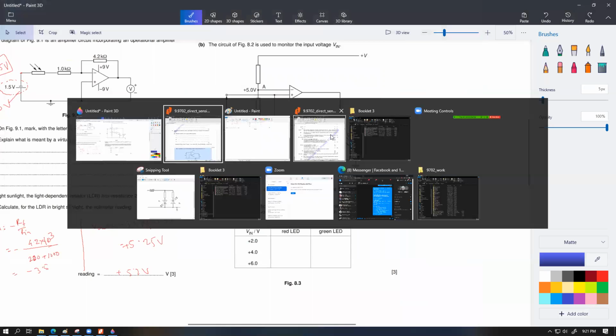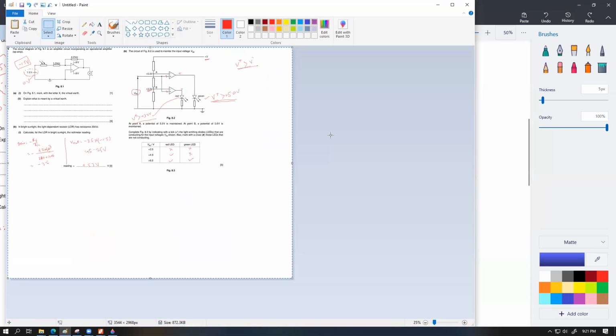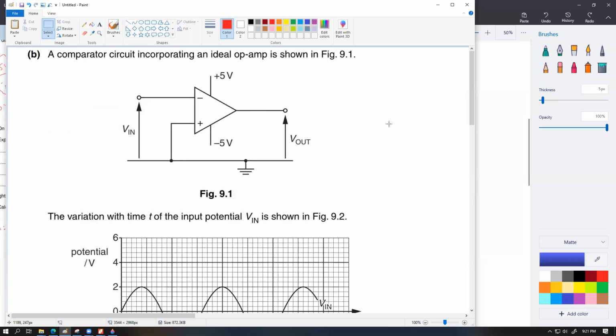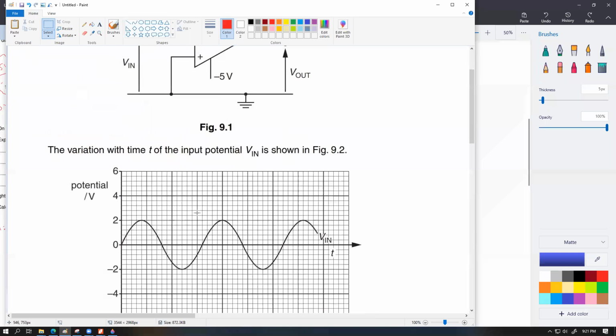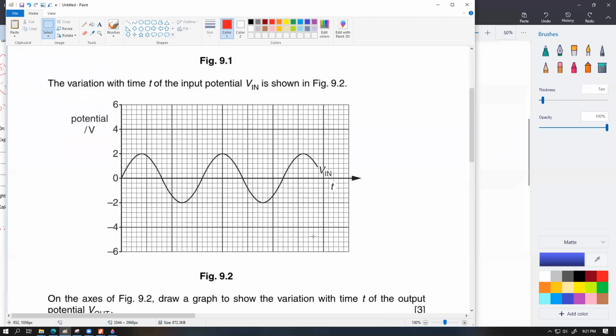আচ্ছা, এই কোশ্চেনটা আমরা কিভাবে সলভ করবো আমি কোশ্চেনটা দেখাচ্ছি তোমাদেরকে। Get rid of all of this. Have a look. A comparator circuit incorporating an ideal op amp is shown in figure 9.1. So we have the circuit over here. The variation with time t of the input potential V in is shown in figure 9.2. So we have a graph over here. On the axis of figure 9.2, draw a graph to show the variation with time t of the output potential V out.